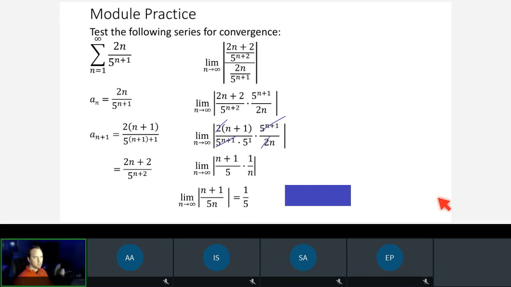So what does that tell us? It is convergent. Yep. Convergent.